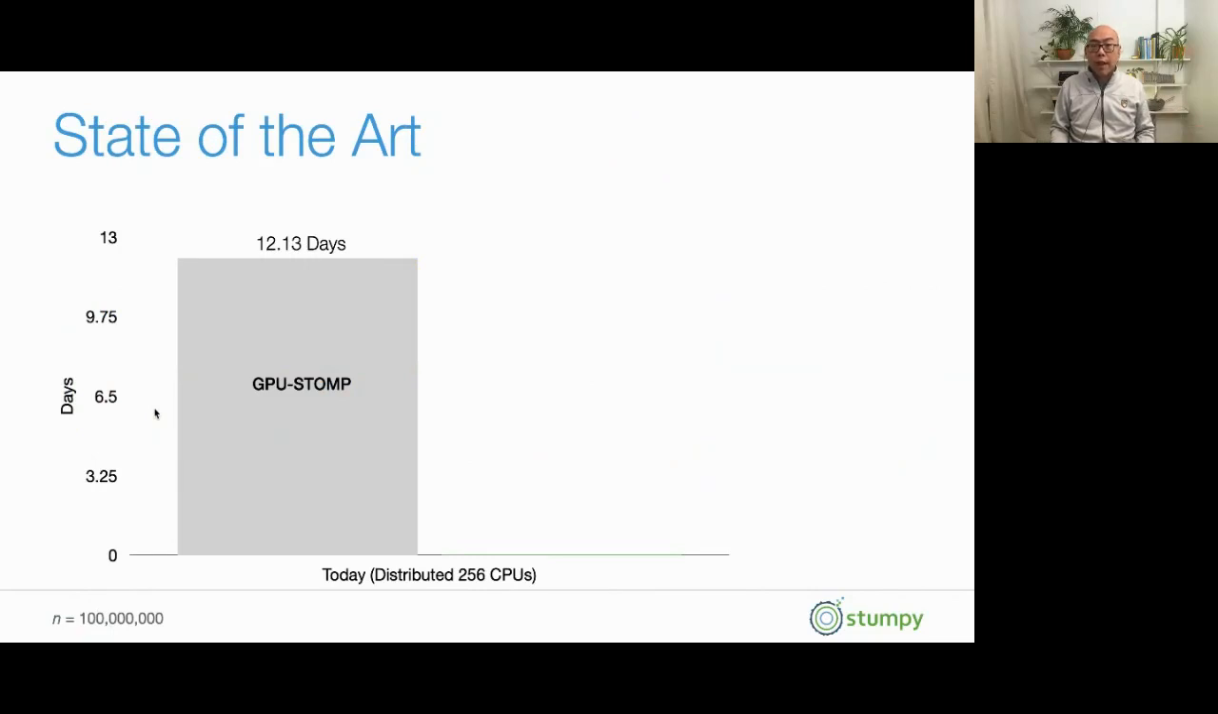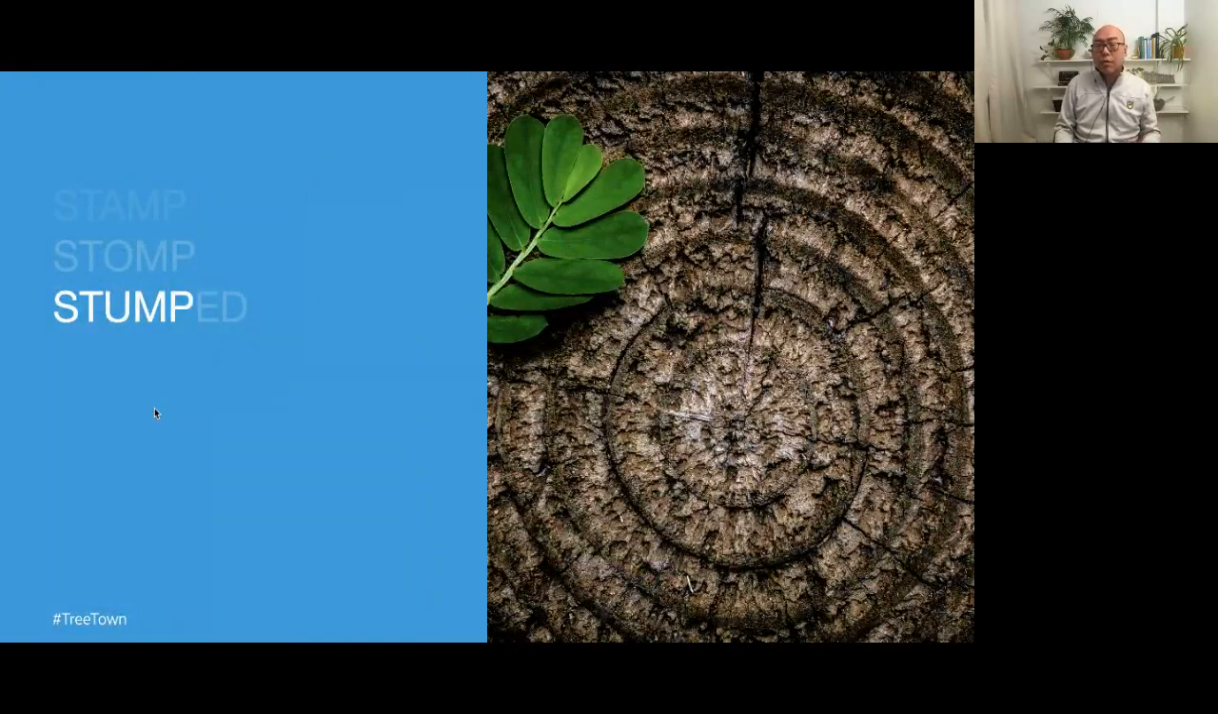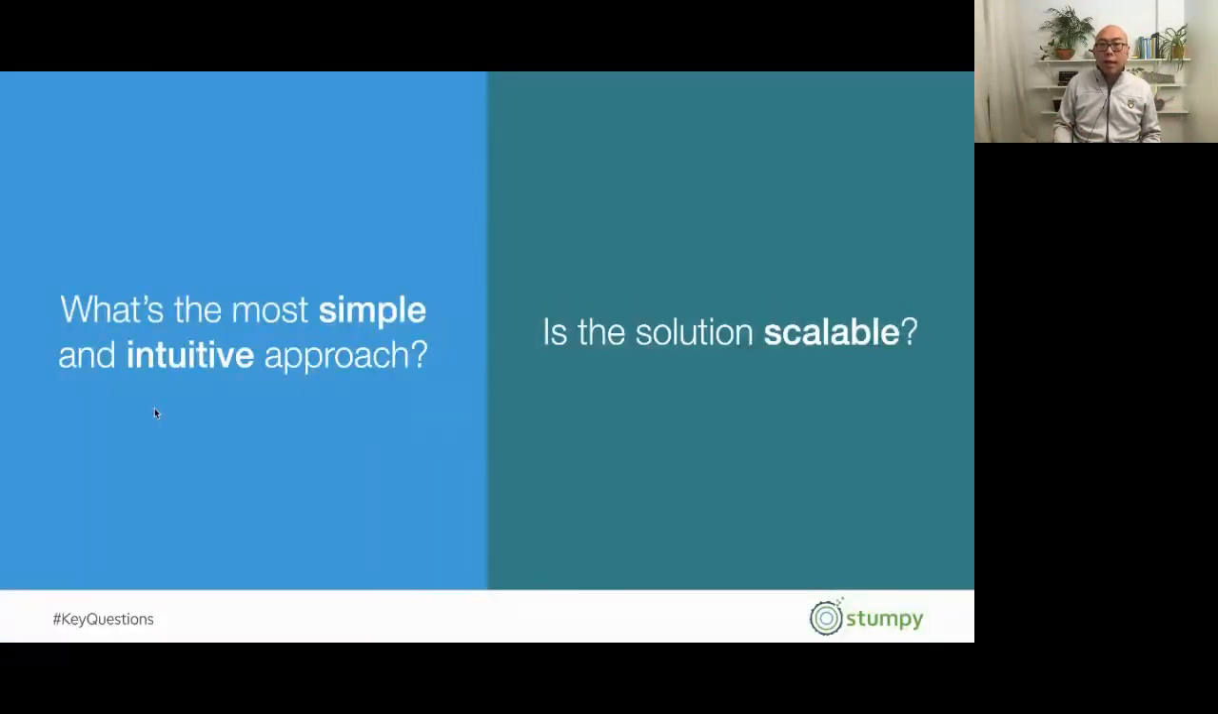STUMPY is very, very fast compared to even the GPU implementation. We also computed the matrix profile using 256 CPUs, so it's very scalable, and we computed that in just under 10 days. We call our implementation of this matrix profile calculation STUMP, or STUMPED for the distributed Dask version. We also have a very, very fast GPU implementation. And so if you ask us what's the most simple intuitive approach, and is this solution scalable?